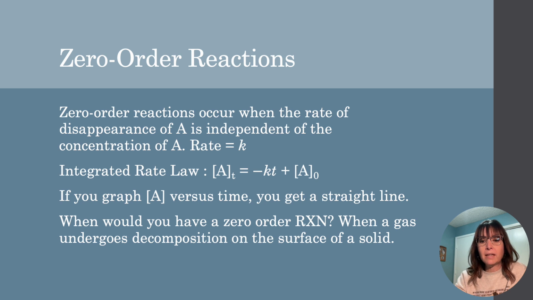And what that means, again, if you think about the fact that this thing right here is y, if you graph the concentration versus time and you get a straight line, it's zero order. And when would you have this? One example would be when a gas undergoes decomposition on the surface of a solid.